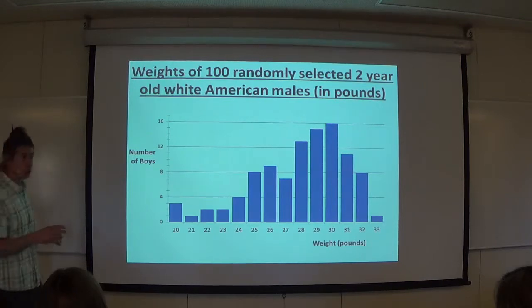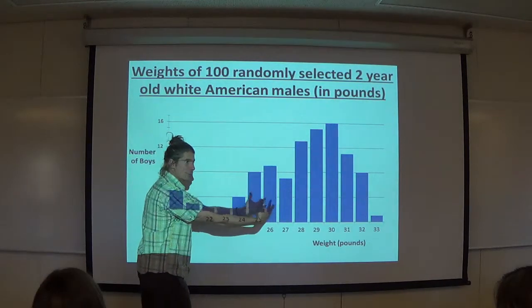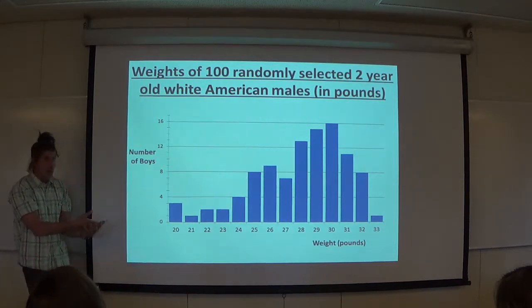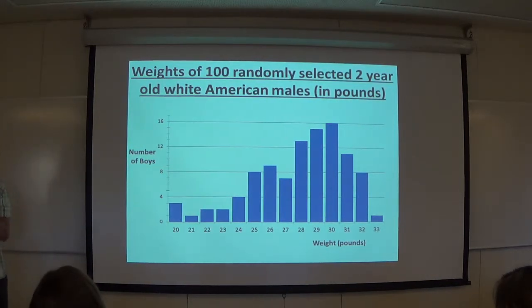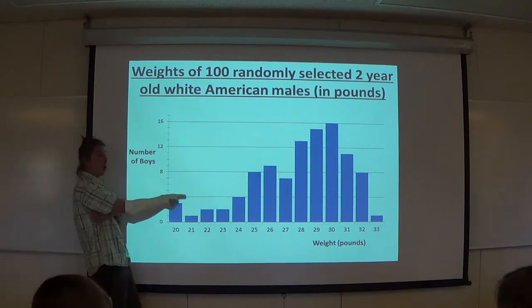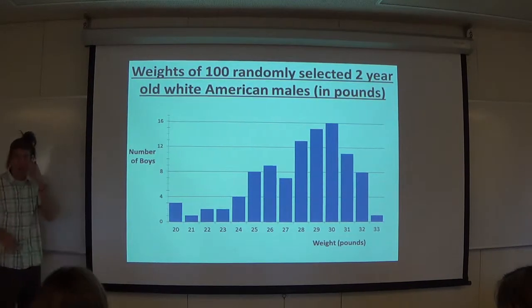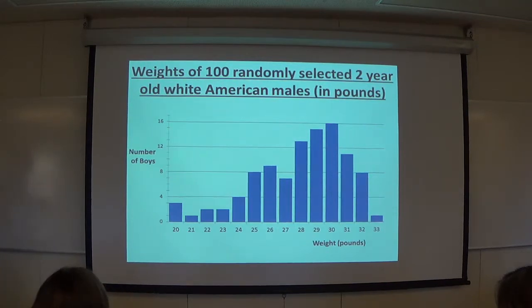It looks like it's leaning that way, which means the average is going to be pulled down this way. So I'd be careful using the average to talk about average weight in this case, because of the presence of these low values, which might be outliers. Good. Where do you think the average would be, if you had to pick an average weight for these boys?